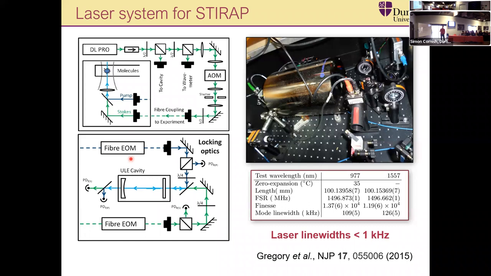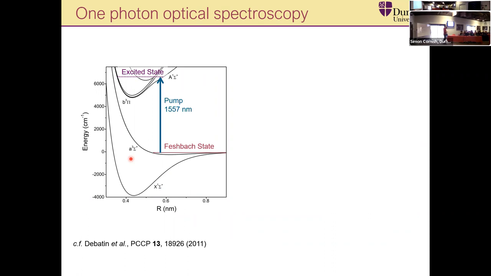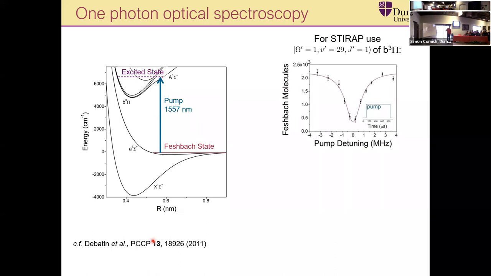And then you start the journey of finding the route. I have to say, we've benefited enormously from parallel work in Hanns-Christoph Nägerl's group in Innsbruck, who were also doing this spectroscopy at around the same time. The first thing is we have to find this pump transition, so we do a lot of molecular spectroscopy and they identify the suitable transition.